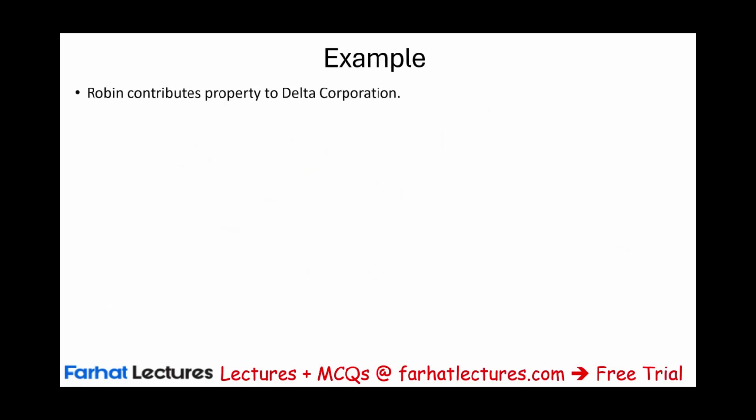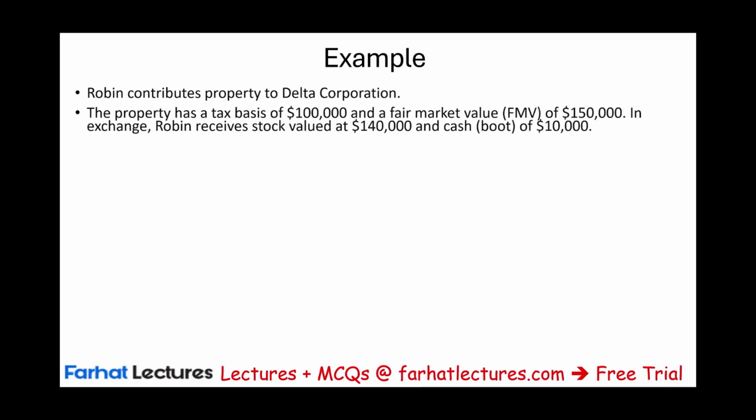So Robin contributes property to Delta Corporation. The property has a tax basis of 100, fair market value of 150. What does that mean? It means in the absence of anything else, we have a gain of 50,000. Are we going to recognize the gain or not? If we stop right here, there's no gain if it's Section 351.